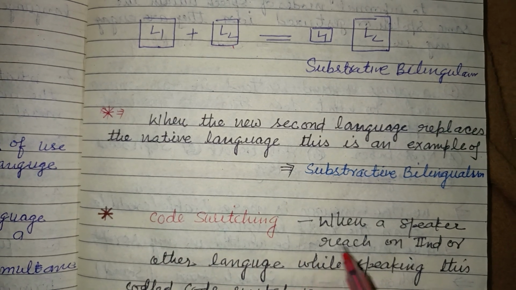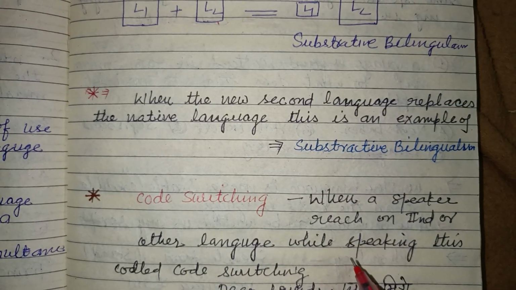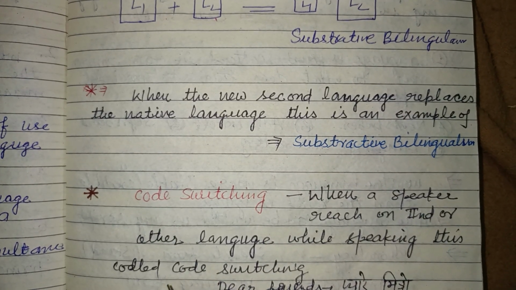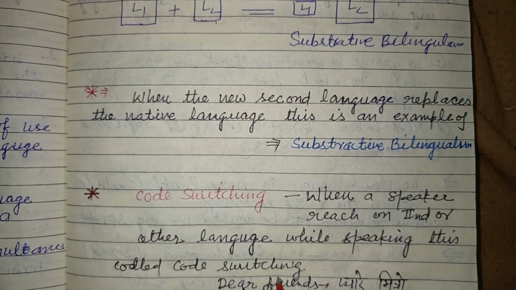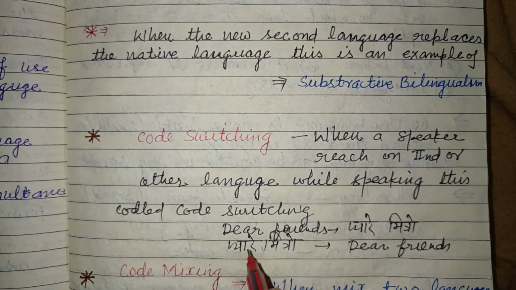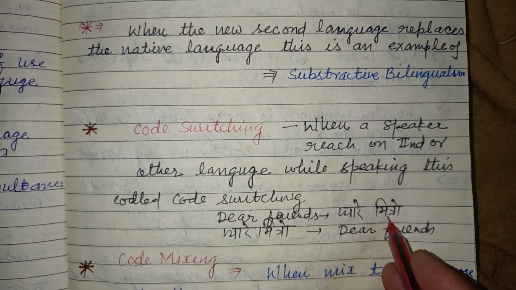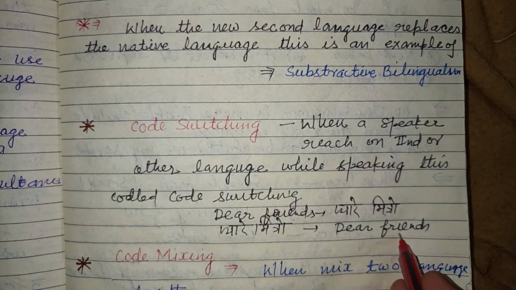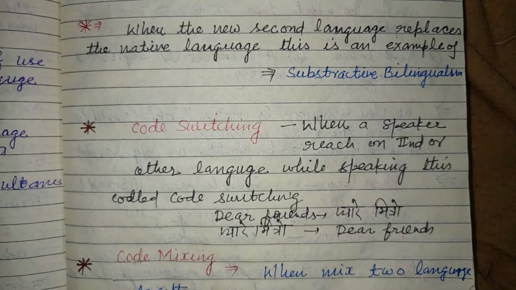Code switching: when a speaker switches to a second or other language while speaking, this is called code switching. Like, dear friends, to प्यारे मित्रों to dear friends. So this is called code switching.